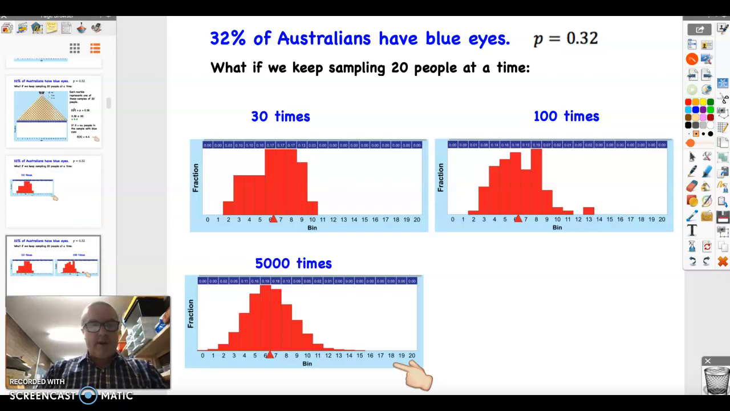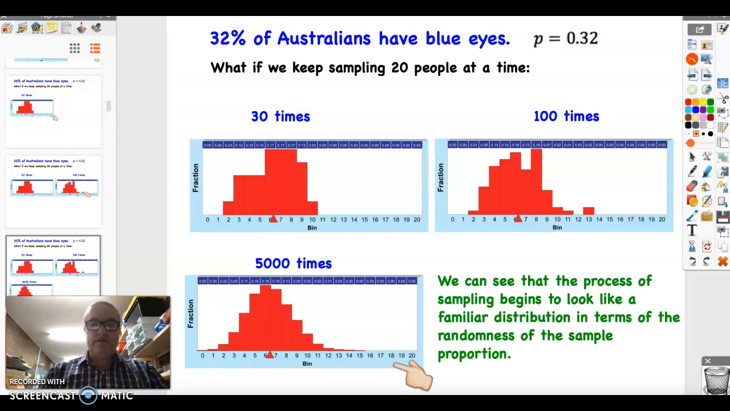If I leave this contraption running long enough, so after I look at 5,000 samples, we can start to see two things happen. First of all, the shape, which is something we've seen recently, and also even more variation. So here we've got evidence of samples having 15 people with blue eyes, and even samples of 20 people where not one of them has had blue eyes. So we can see that the process of sampling begins to look like a very familiar distribution, the normal distribution, in terms of the randomness of the sample proportion.